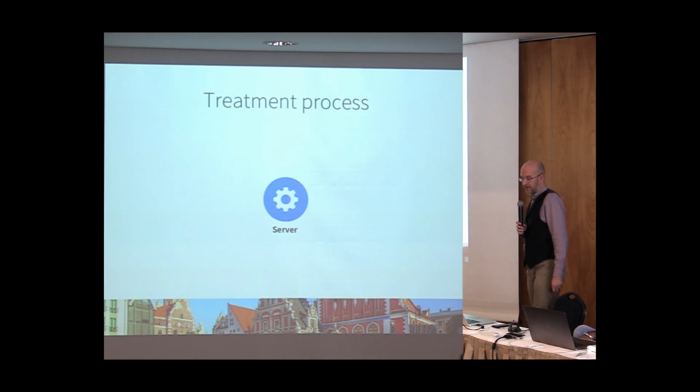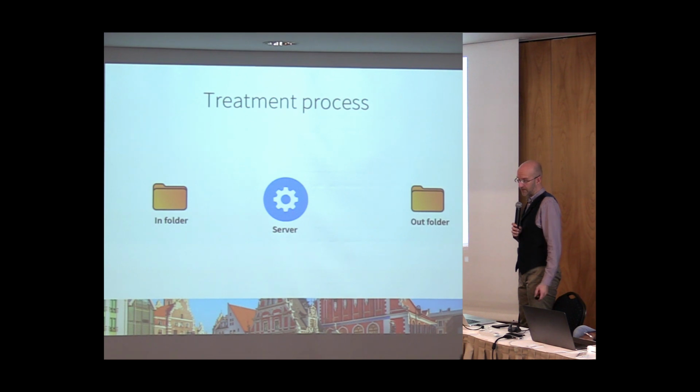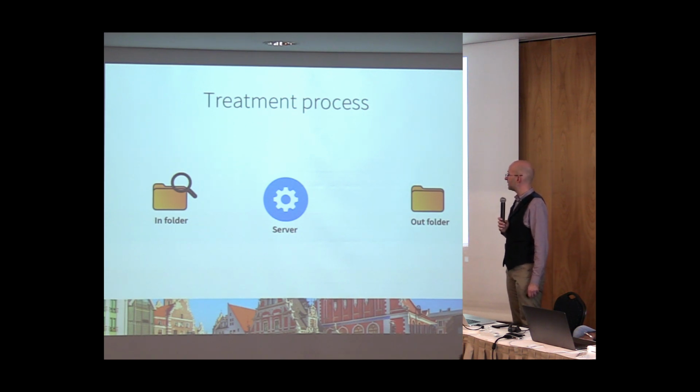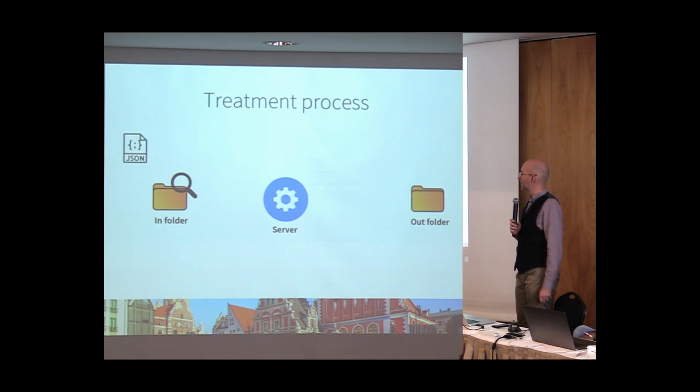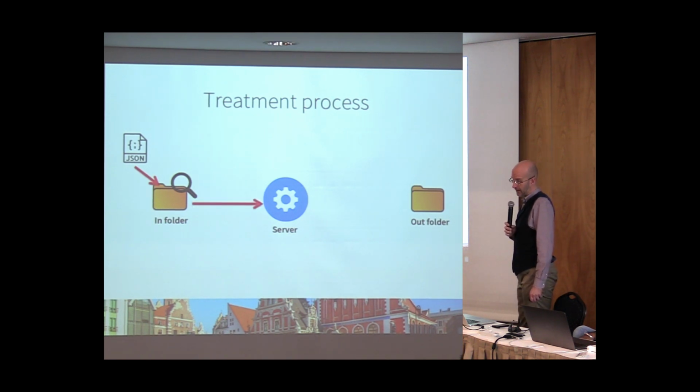So what is the treatment process for the job ticket mode? So you have the in folder, the out folder. The server searches in the in folder like usual, but it doesn't search for PDFs which are coming in or other supported files. It just searches for JSON files. How they look, we will see in a minute. So when you place a JSON file, this job ticket file in the JSON format, inside of the in folder, it's processed by the server.